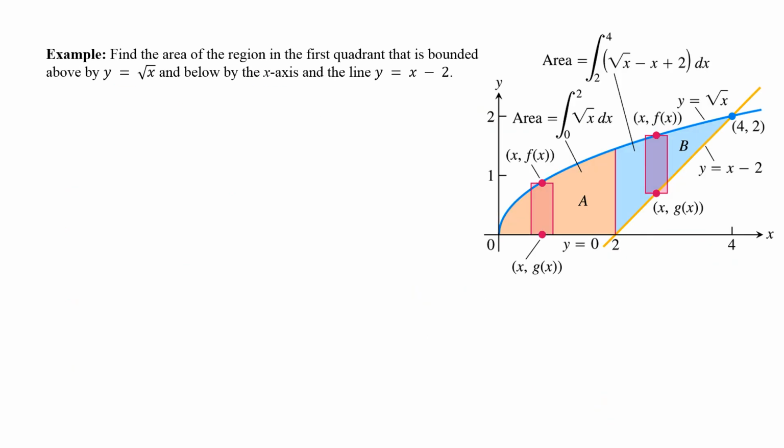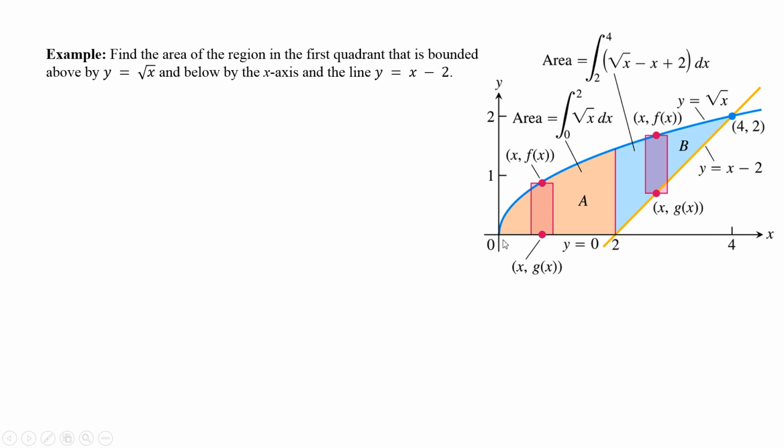Okay, let's have a look at another example, and there is a twist in this example. Find the area of the region in the first quadrant that is bounded above by y is equal to square root of x, this is the y is equal to square root of x curve, and below by the x-axis and the line y is equal to x minus 2. In this region it is bounded below by the x-axis, and in this region it is bounded below by x minus 2. So it has two parts actually.